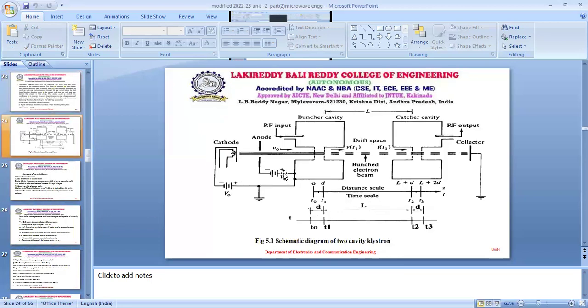So here you can observe this. In this slide, we have to see how many bunches we are making in this drift space, how much drift space, and how it affects the modulation of the signal amplification system. This will be discussed in the next class.